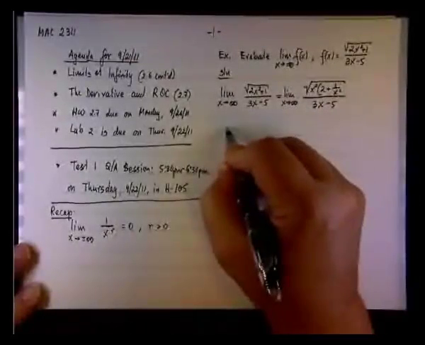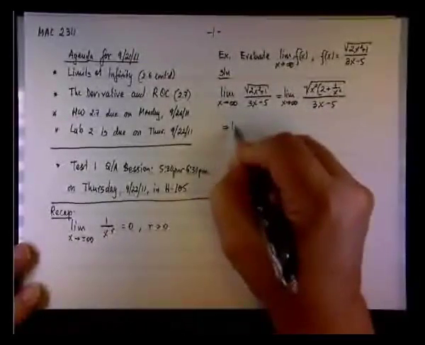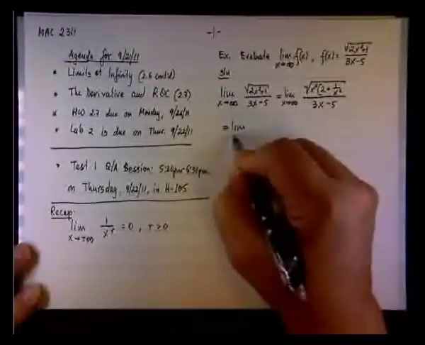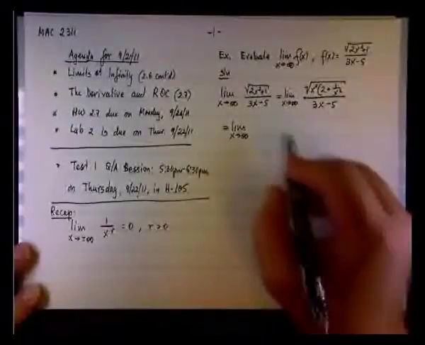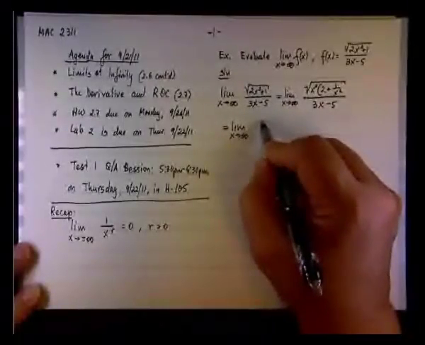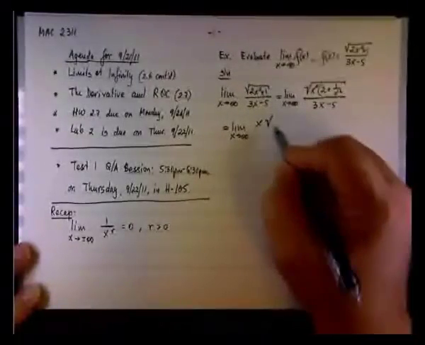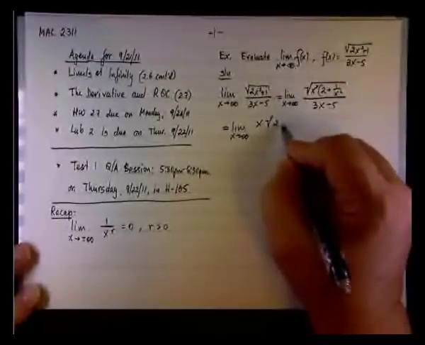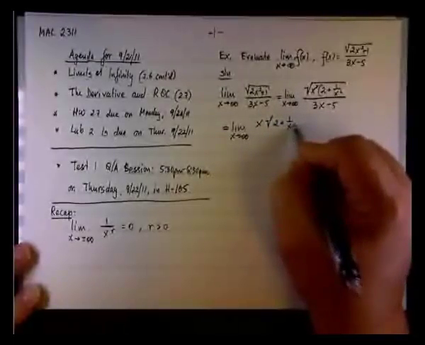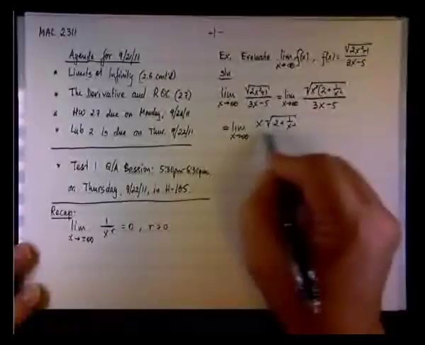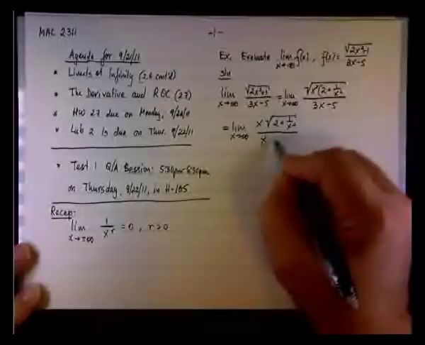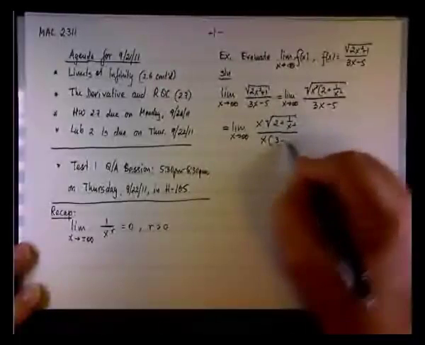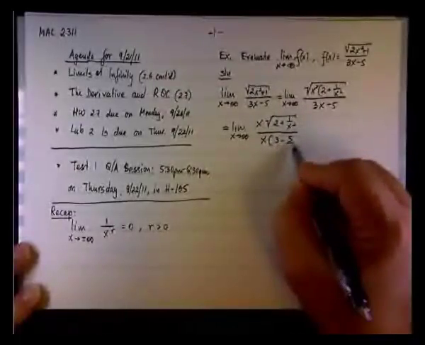So here comes the next step. The limit as x approaches infinity. As I said before, now I'm going to distribute the square root, and the square root of x squared is x. So I'll have x times the square root of 2 plus 1 over x squared, like so. And I'll factor x from the denominator. So I have x times 3 minus 5 over x.